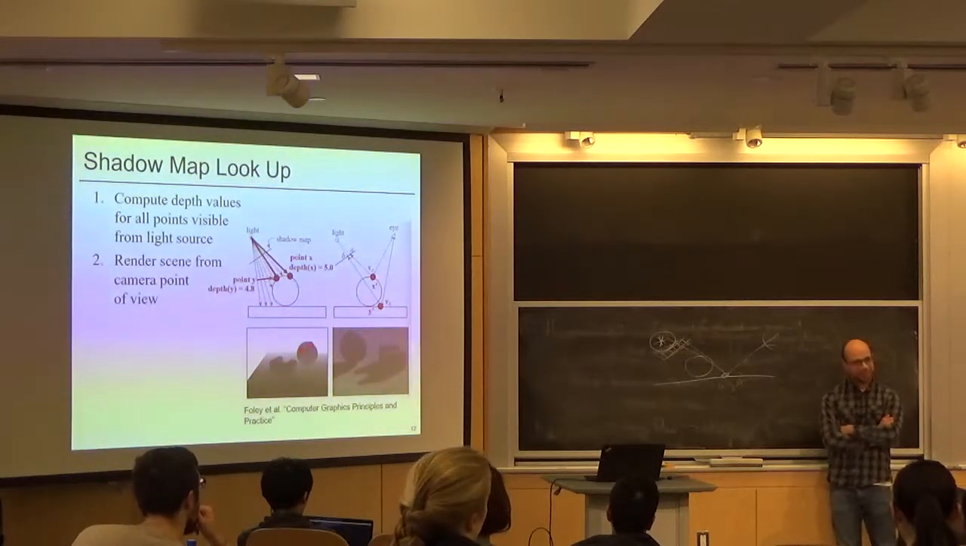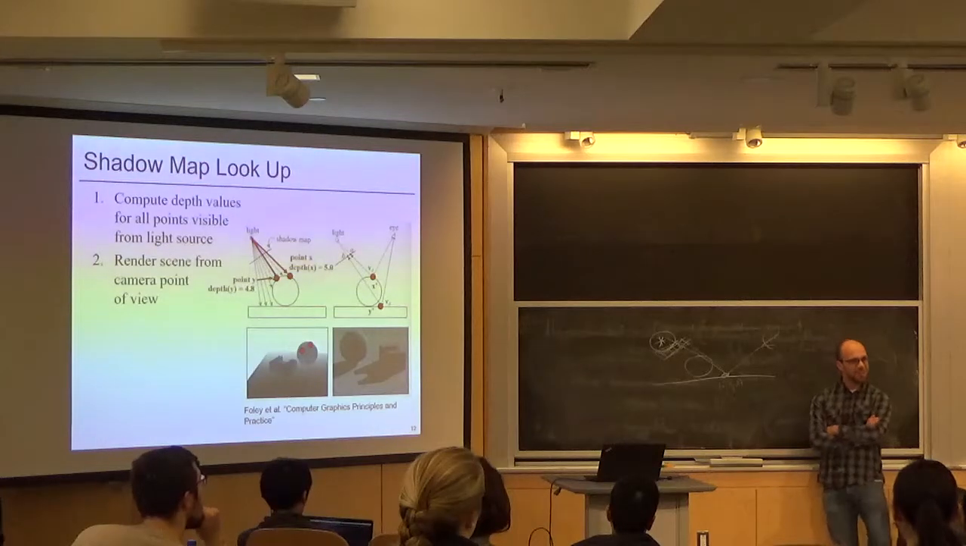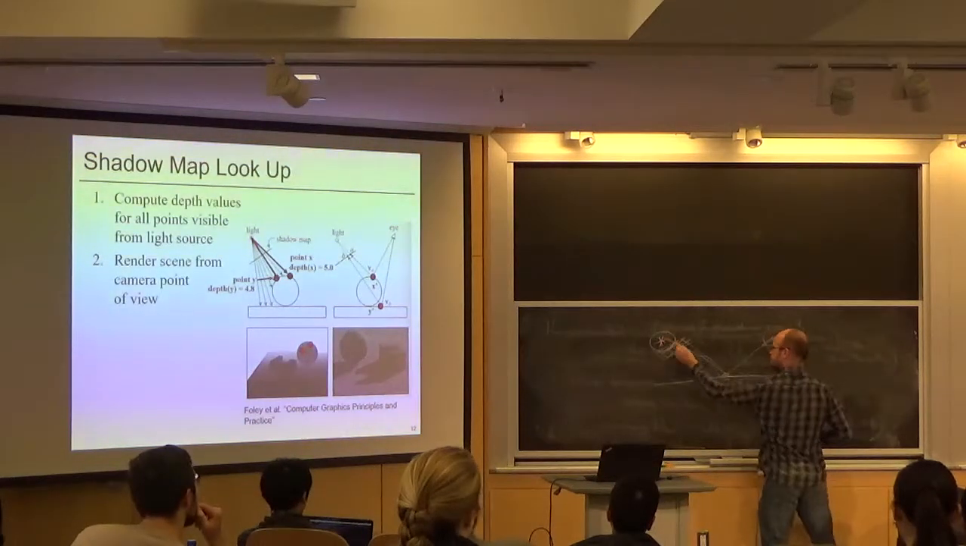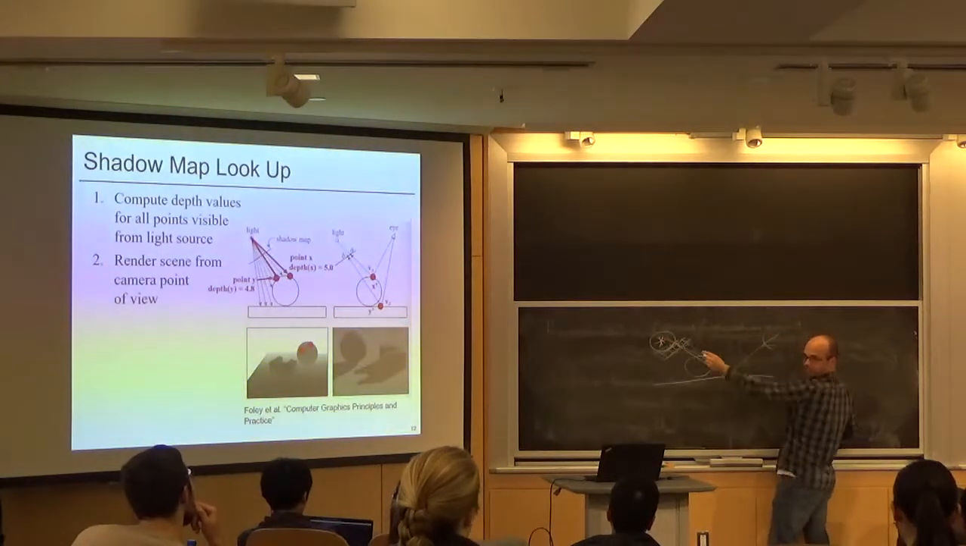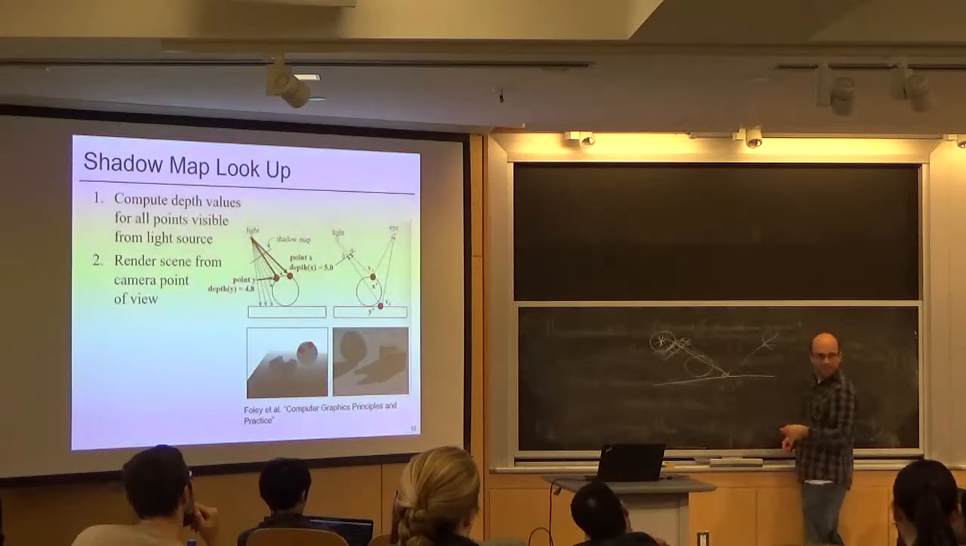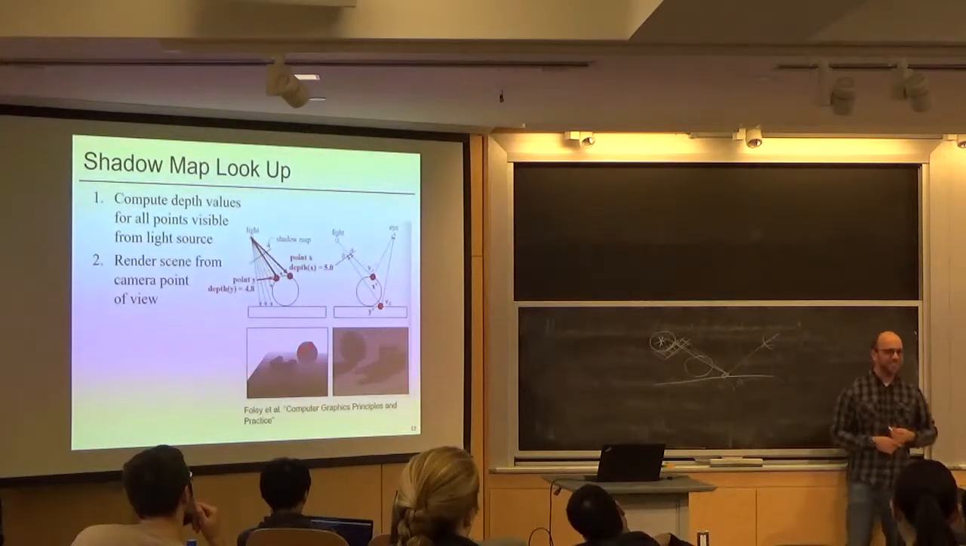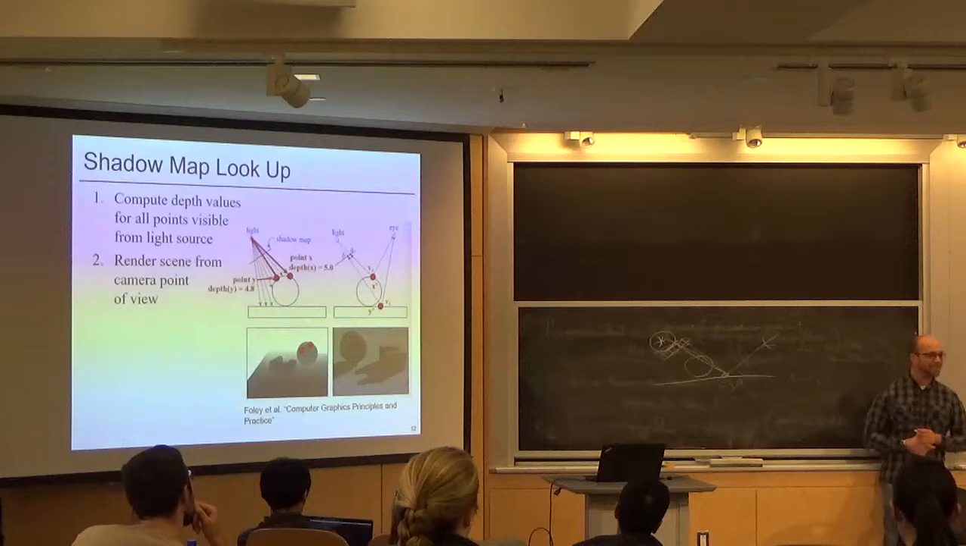Yeah, so there's an artifact called self-shadowing, right, where I ask, is this distance the same as the distance that this eyeball thinks it is? Well, they could be close, but maybe just due to rounding, they're not quite the same, right? So there's some tolerance that has to happen there.